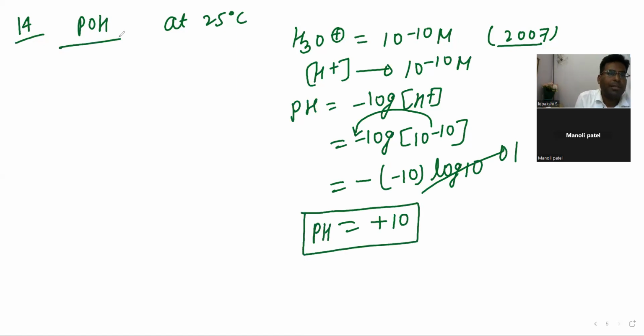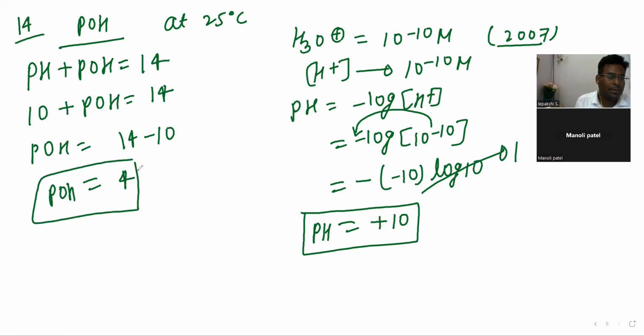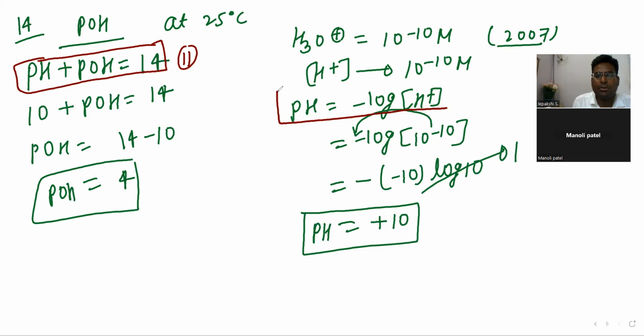Right. So we have to find pOH. And as we know, the relation is pH plus pOH equals 14. So pH is 10, plus pOH, you can find easily from this formula. pOH is equal to 14 minus 10, so it becomes 4. We have got the pOH value now. Very simple. We just have to remember the two formulae for solving this question: this equation, and the relation pH is equal to minus log of H plus ion concentration.